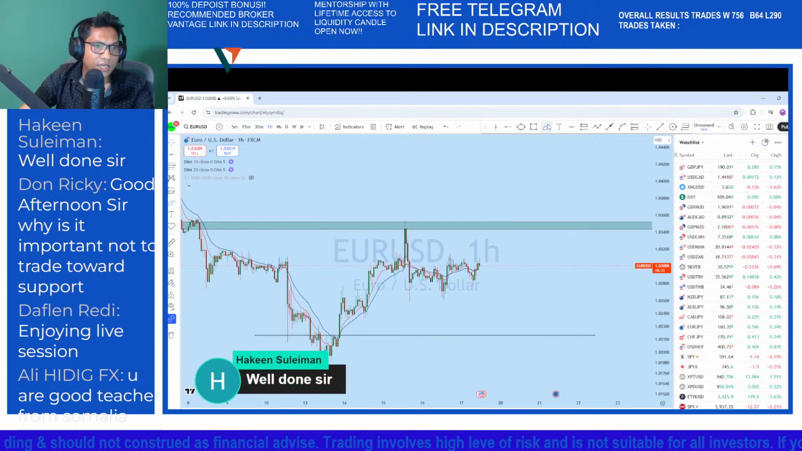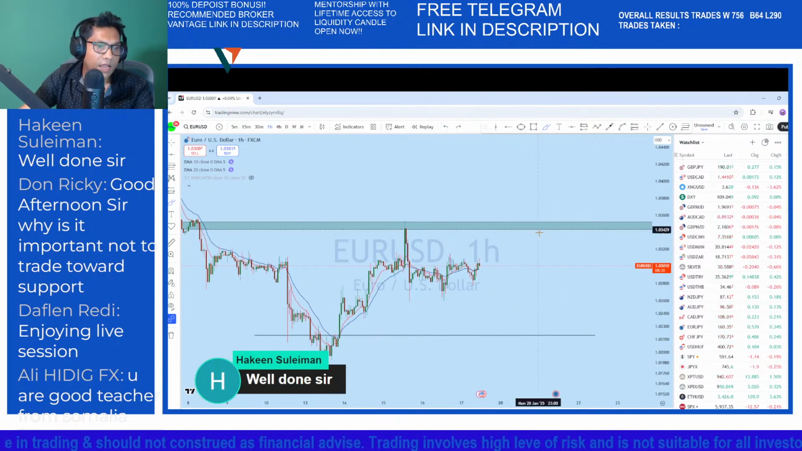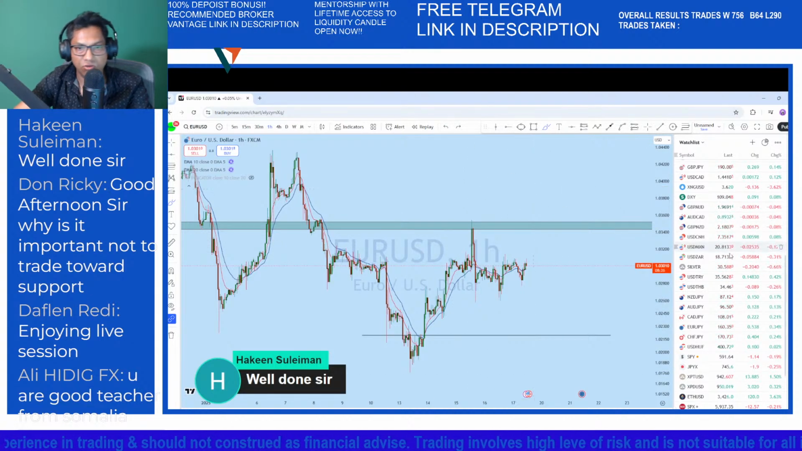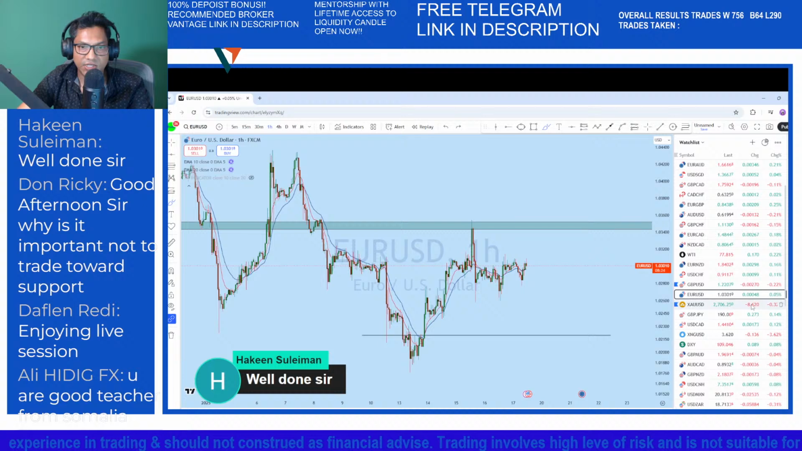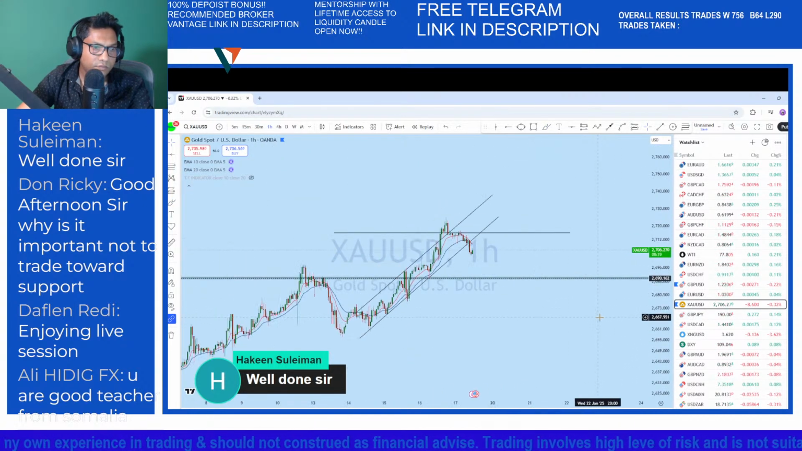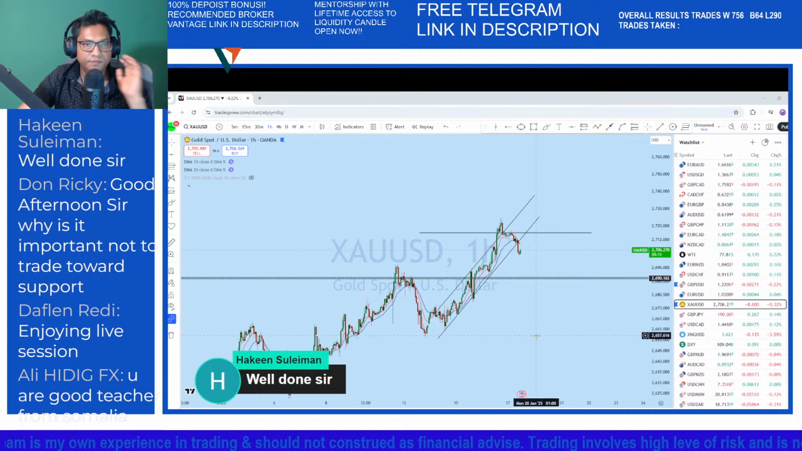If you look here, you can see this is a resistance turning support, and the market trend may remain to the downside on EUR/USD. We'll see where it is heading. XAUUSD and EUR/USD, both of them potentially might give us a better trading opportunity in this market.